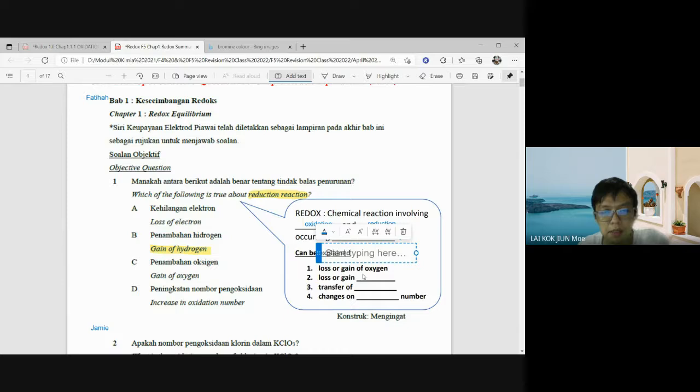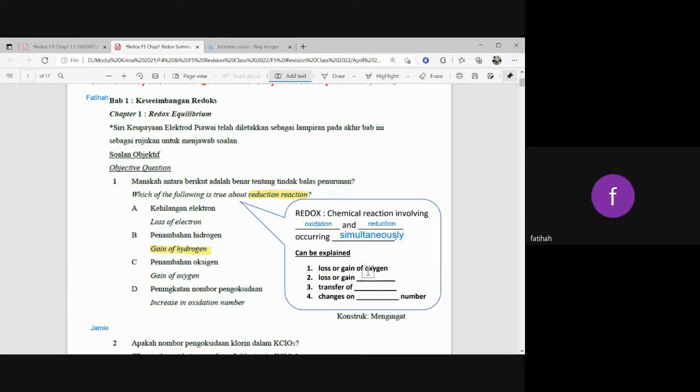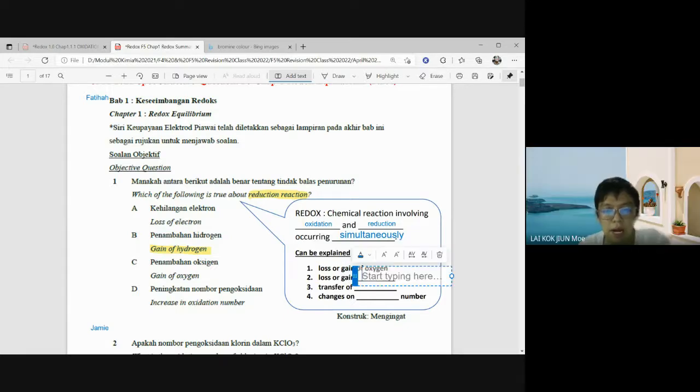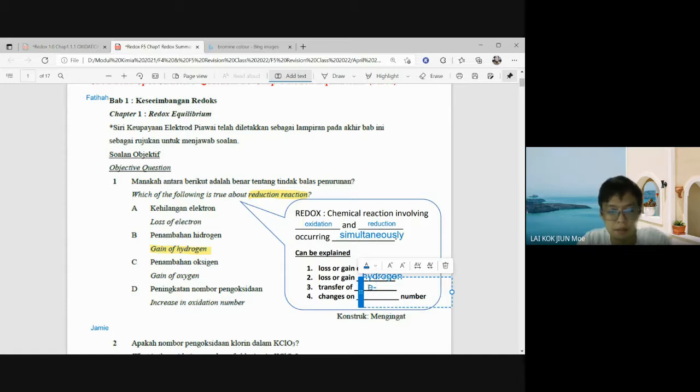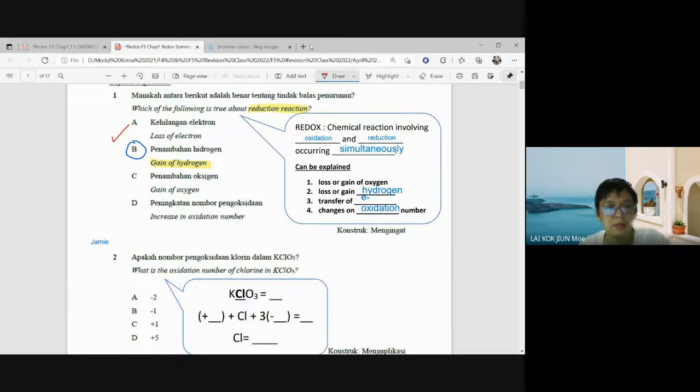Okay, can be explained in terms of gain of oxygen or gain of hydrogen or transfer of electrons, or changing of oxidation number. Okay, these four must be memorised. How to explain was covered just now. So with this question, very fast, you will know because gain of hydrogen is the answer. Very well, Fatiha. Okay, continue. Number 2, Jamie.